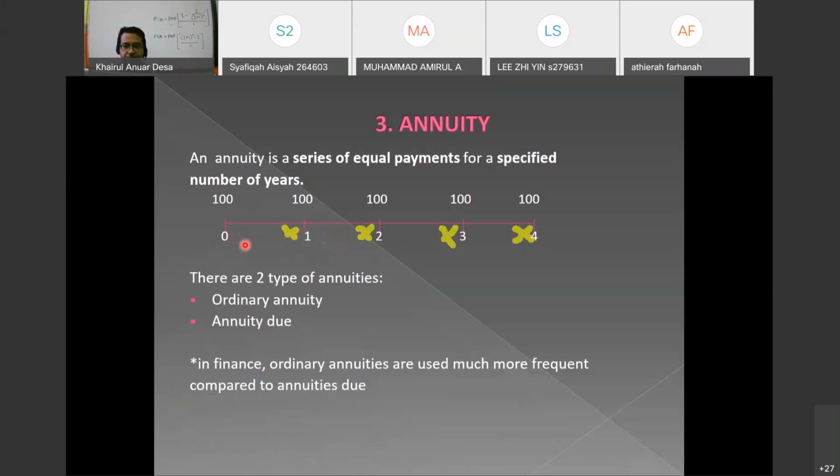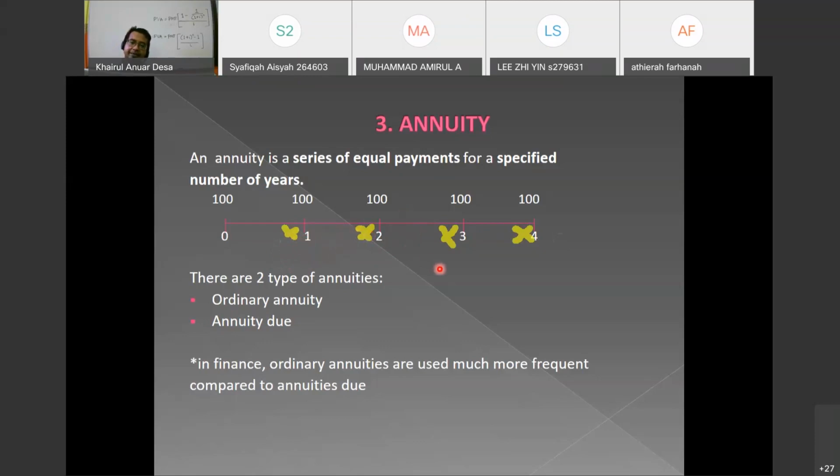Saya kata boleh ikut? Can you follow me? What is the ordinary annuity? Ordinary annuity, the payment occurs at the end of the period. Let's say this, katakan tempoh ini adalah 1 bulan. Okay, bulan 1, bulan 2, bulan 3, bulan 4. Bermakna pembayarannya berlaku pada hujung-hujung bulan. Let's say pada 25, 26, 27, 28, 29, 30 hari bulan. Right? That is the ordinary annuity.